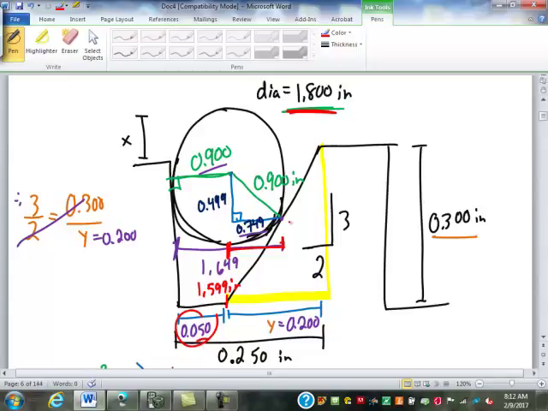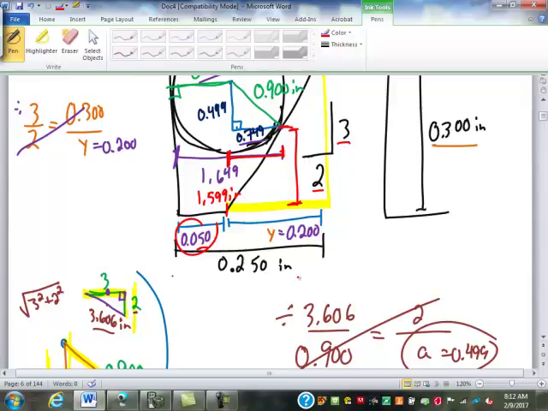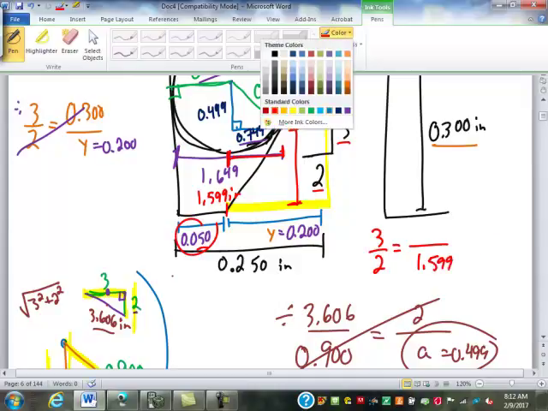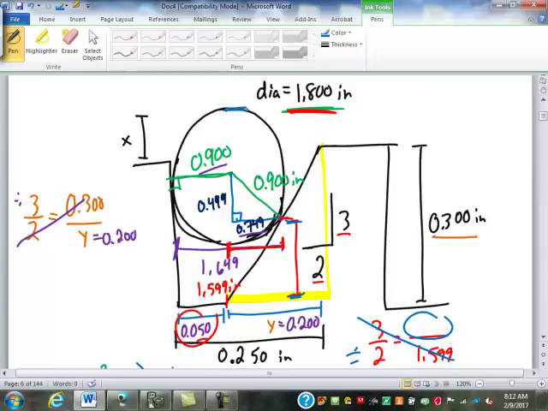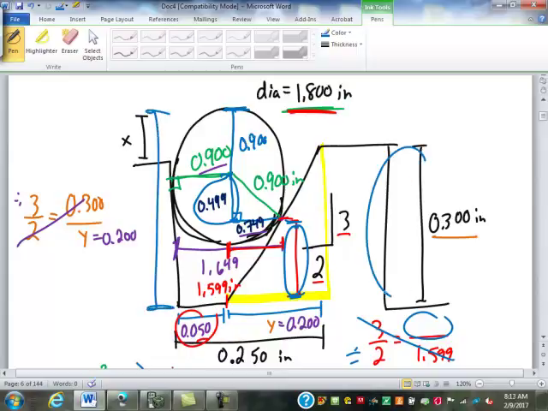Once we have that distance, then we can find this height using the 3/2. So from here down to here, we've got 3/2. The 1.599 is horizontal. Cross multiply and divide to get that vertical distance. So that gives you from here to here. Now to get the distance all the way up to the top, you add the 0.499 to get from there to there. Then this is another radius of 0.900. That gives you the distance from here all the way up, and you subtract that distance to get X.